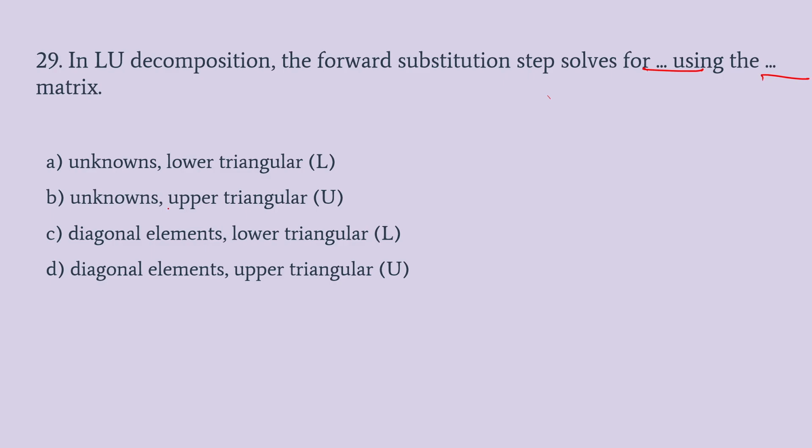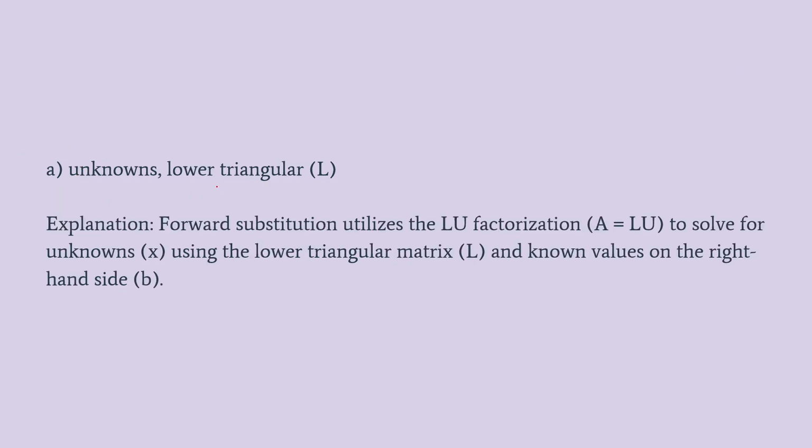Yes, the option is option A, unknowns for the unknowns using the lower triangular matrix. When our coefficient matrix A is written as LU, where L is a lower triangular matrix and U is an upper triangular matrix, the forward substitution mostly happens in the lower triangular matrix, and it happens for unknowns. So our answer is option A.